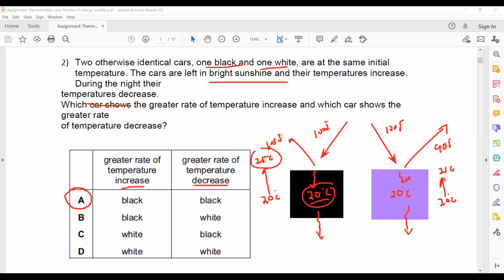Is this explanation clear? Why is A the right answer? Because a dull dark surface absorbs more energy and releases a greater amount of energy, so it shows a greater change in temperature for both rise and fall. They are good absorbers and they are good emitters.